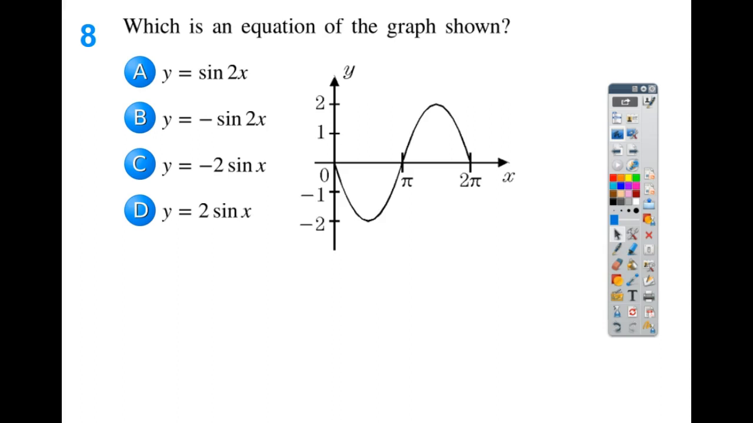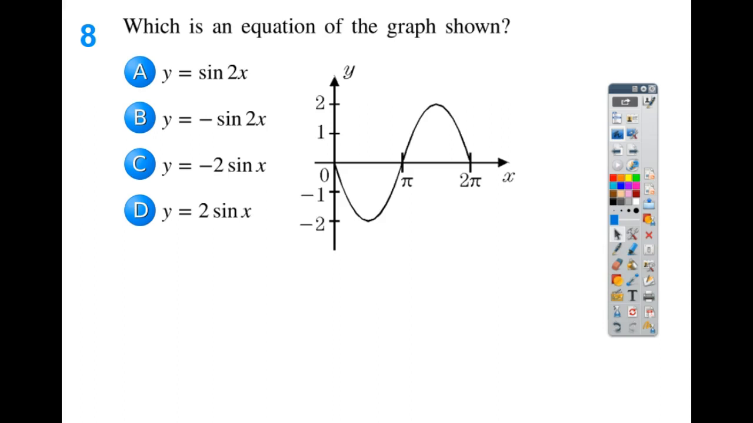C. Right. Okay, also, what is the period of a sine function? 2 pi. So how many periods do you see here? 1. How many periods do you see in that graph? 1. A down and up make it 1.